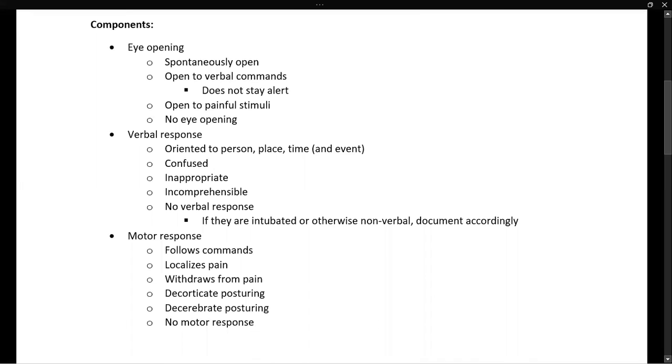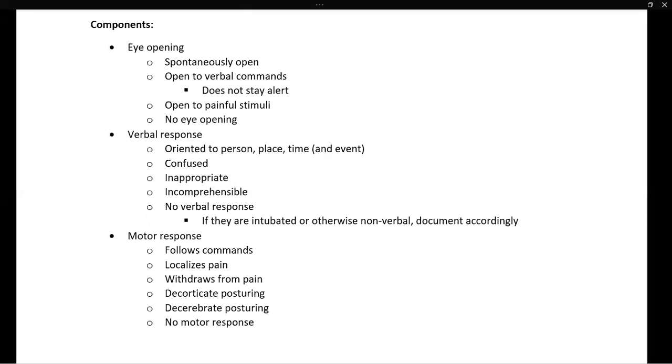The first component is eye opening, and it's scored from a 4 to a 1. A 4 is the patient's eyes spontaneously open. If the patient's eyes are not spontaneously open and looking around at what is going on, we move down to the next option. We see if the patient opens their eyes to verbal commands. So we call out, hey, can you tell me your name? Can you open your eyes?